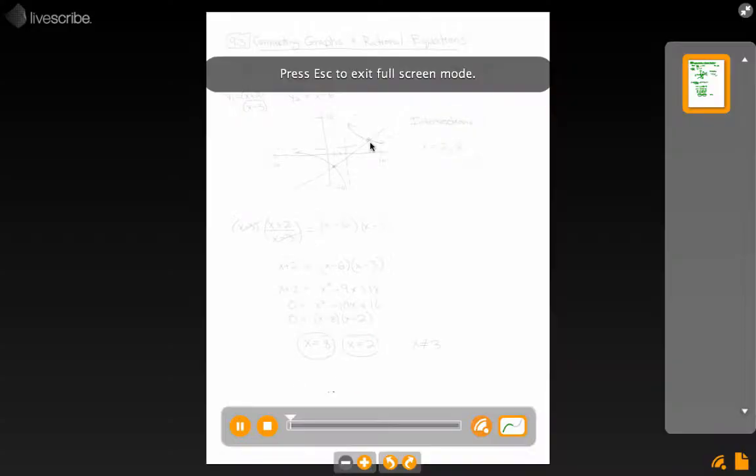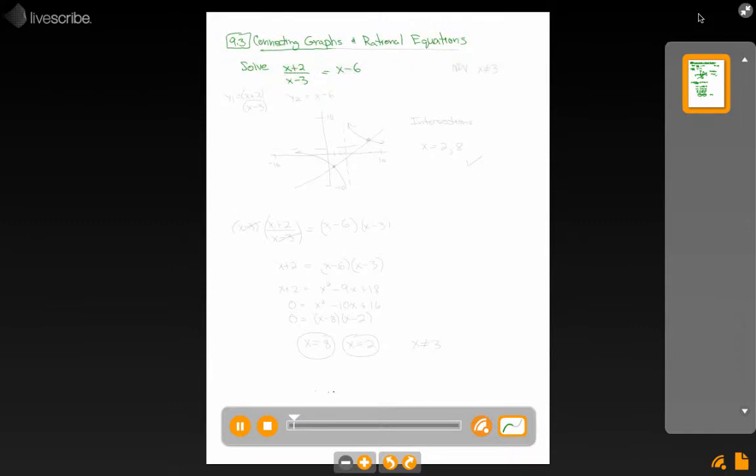This example comes out of section 9.3, connecting graphs and rational equations. In this first example, we're looking to solve (x + 2)/(x - 3) = x - 6. So this is an equation. We're looking to figure out what x equals. Might want to remind ourselves right away that x does not equal 3.